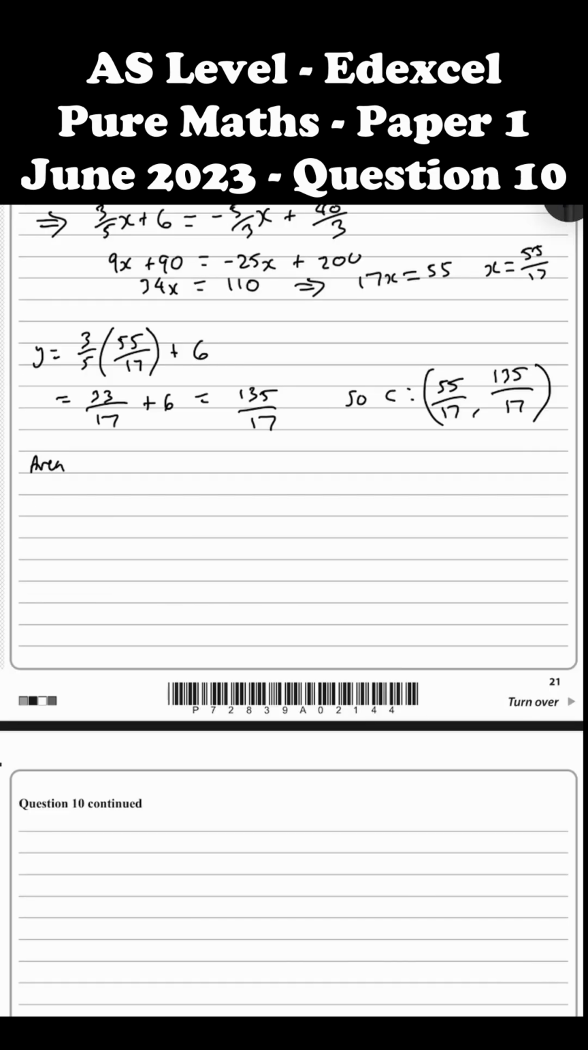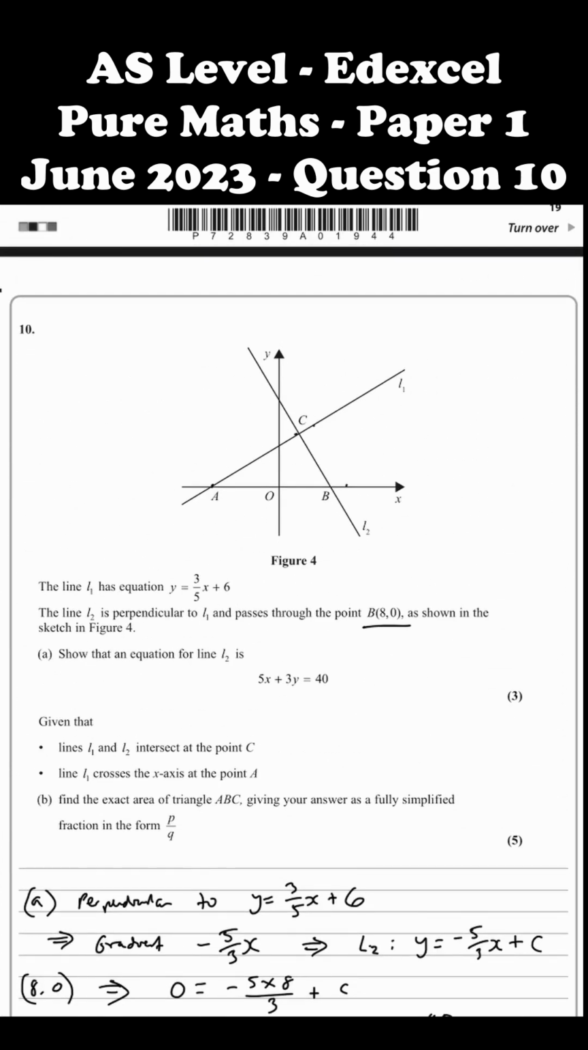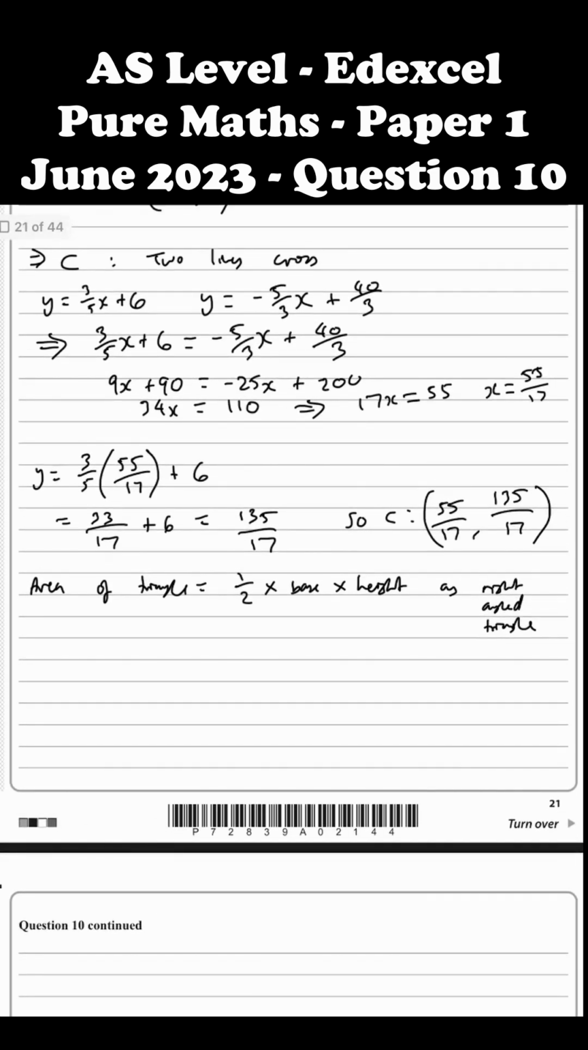So the area of the triangle is now going to be a half base times height, as it's a right angled triangle because the lines are perpendicular between L1 and L2. Go back to our picture. The base is going to be the distance between point A and point B, which we know is 18 because we know this is minus 10 and this is 8. And our height is just going to be from 0 up to the y value for C, which we've already worked out as 135 over 17.